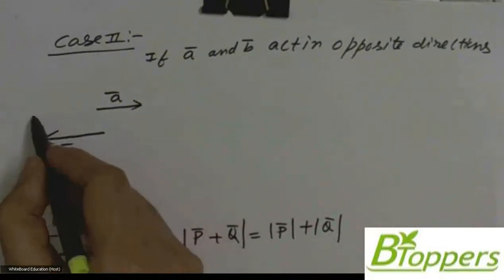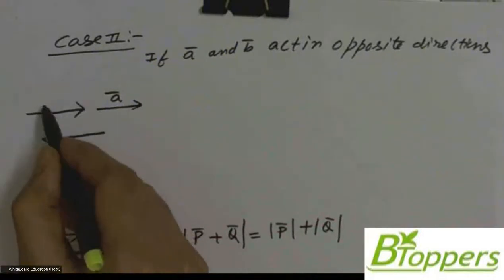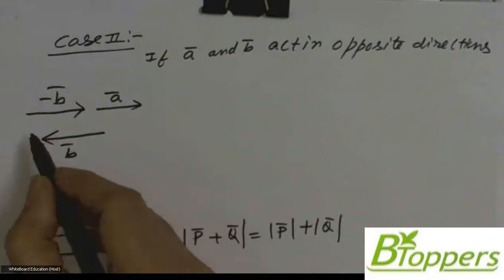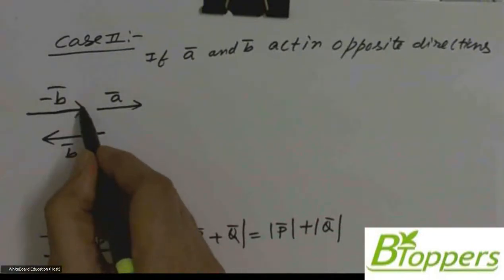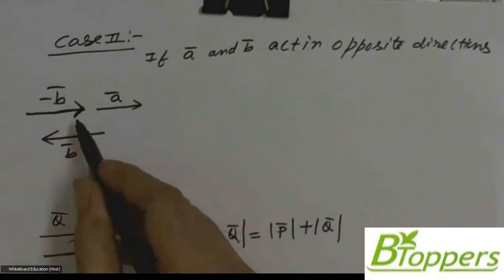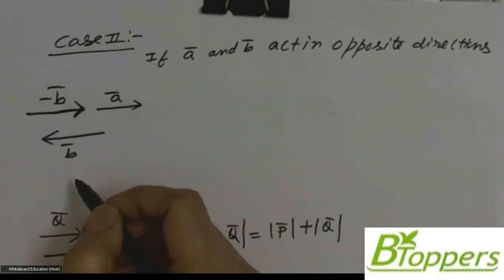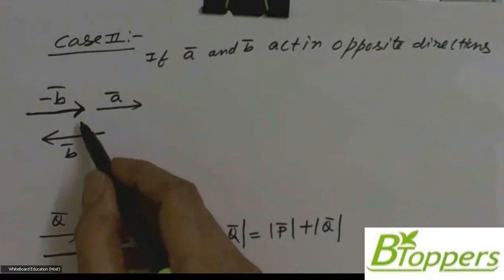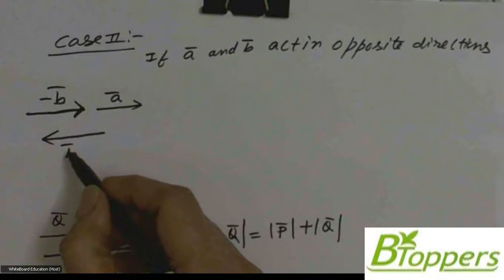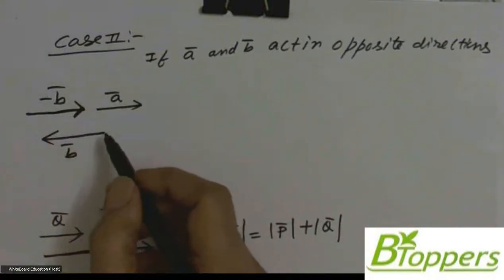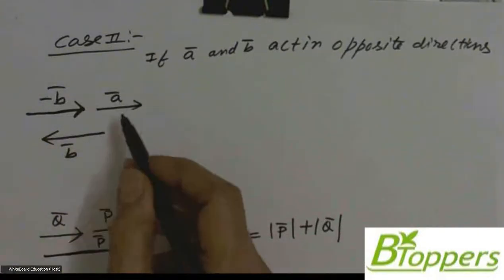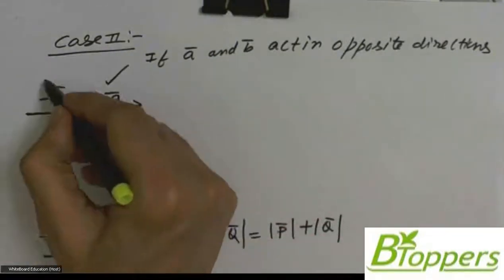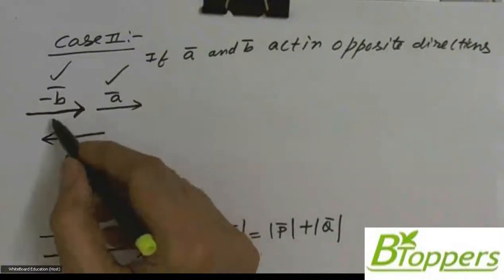So from the definition of negative vector, the vector minus b bar will have the same magnitude as the vector b bar, but the direction of vector minus b bar is opposite to the direction of vector b bar. So in the present case, a bar and b bar act in opposite directions. It means the vectors a bar and minus b bar act in the same direction.